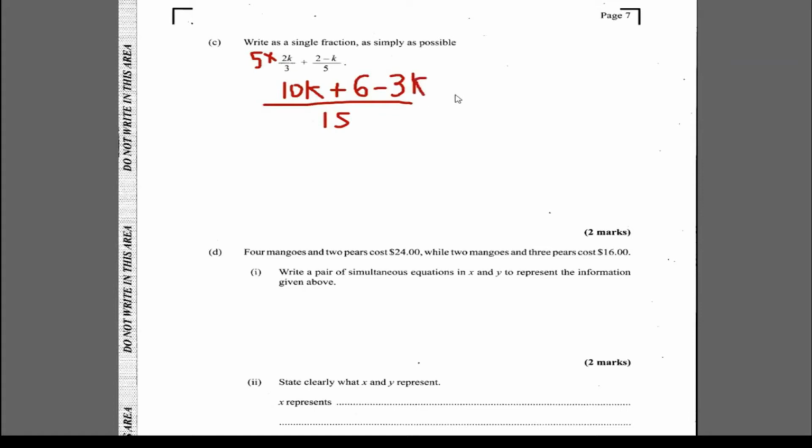And so what are we getting now? 10k minus 3k is 7k. And so we get 7k plus 6 over 15. Nice and easy. 7k plus 6 over 15.